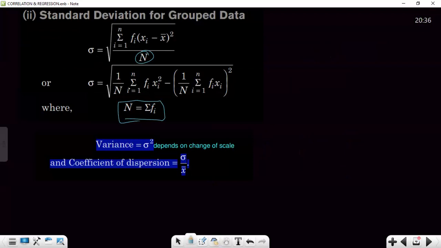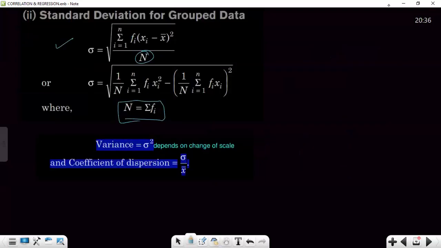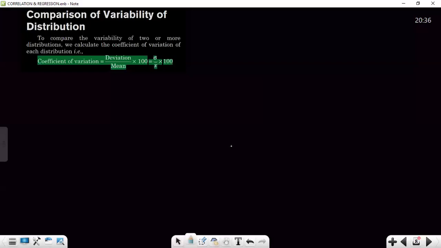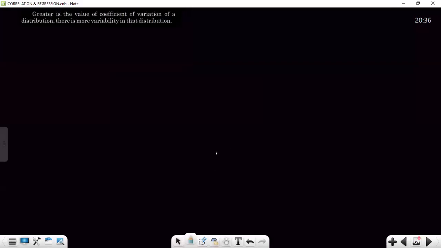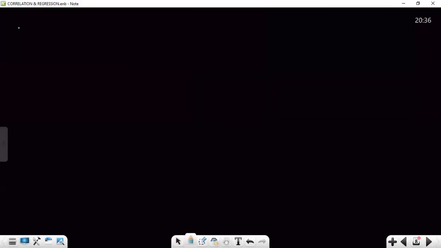So this is the only change. Don't memorize all these formulas. Just remember these two formulas that I have written with pen. Just understand the difference that whenever fi is given, fi will get multiplied, and the total number of observations will become sigma of fi. Okay, nice. So let's now talk about variation.